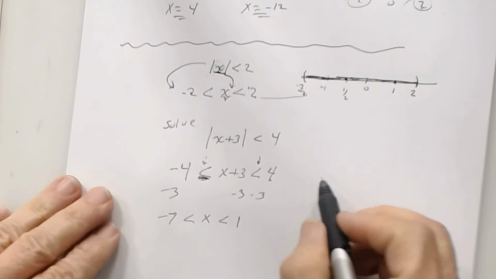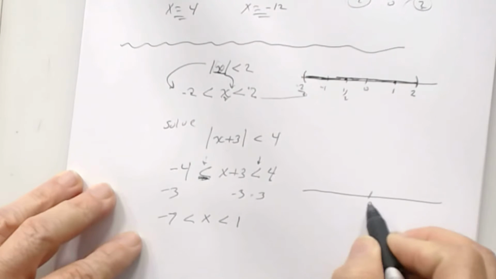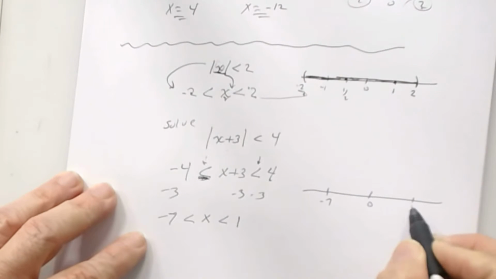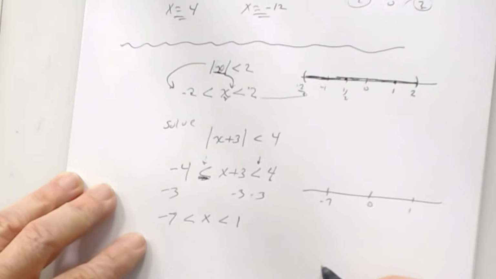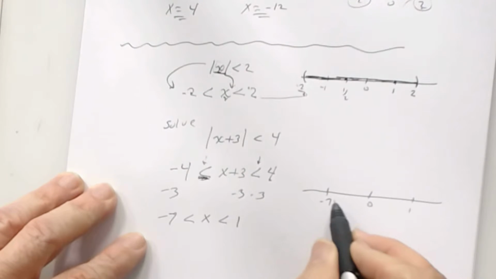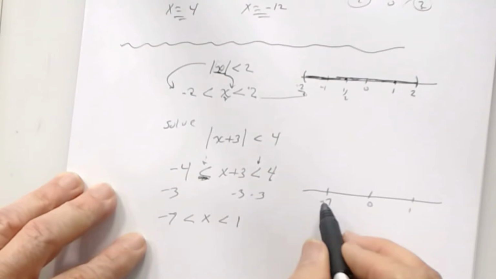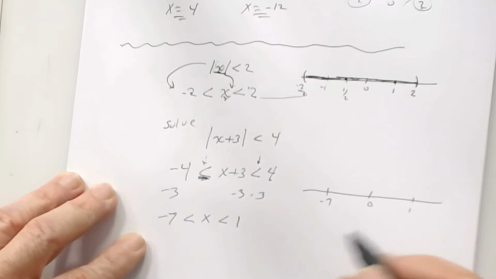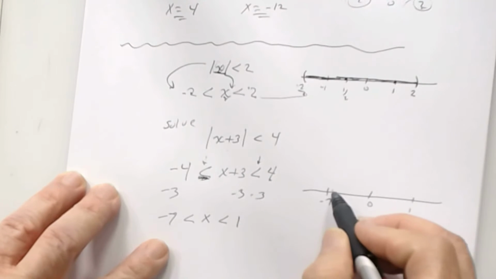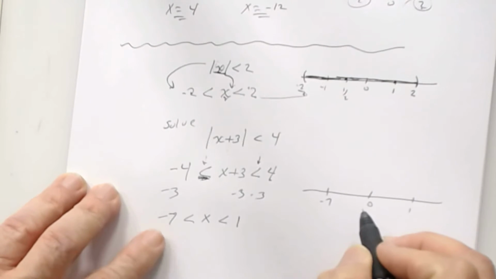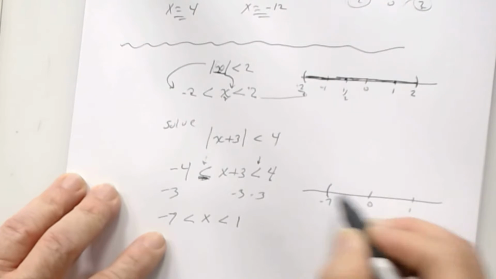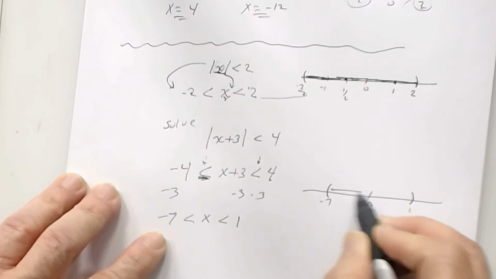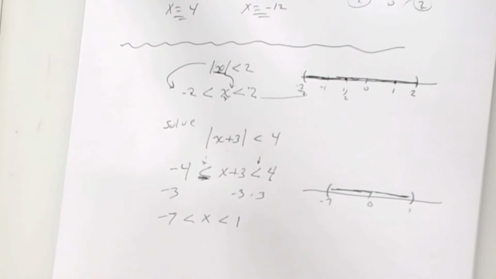So when I graph this, here's 0, here's -7, here's 1. Now it's not scaled right. Obviously, this looks like the -7 is the same distance from 0 as 1 is. I didn't scale it very well. But on -7 and 1, will it be parentheses or brackets? Parentheses on both of them, and shade in all the numbers between them. So you found your solution.